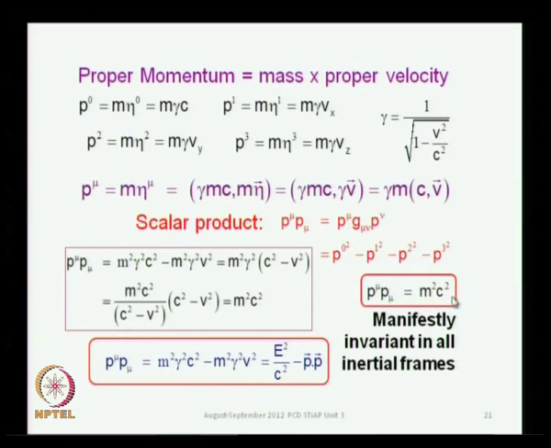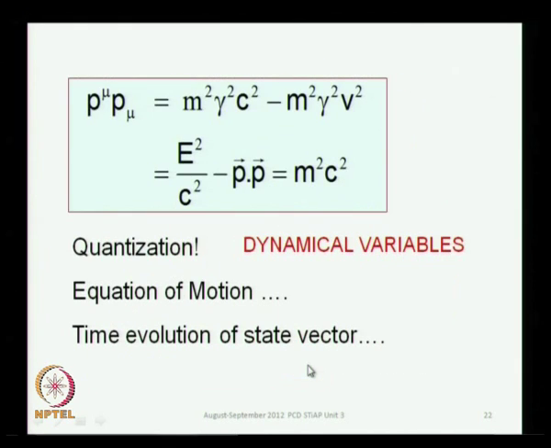Now, if you look at this expression, it has got two terms. One is the quadratic term in this velocity and the other is a quadratic term in the speed of light. And if you take the difference, essentially this is E square by c square minus p square. Now, what I have made use of is a certain well-known relativistic expression.